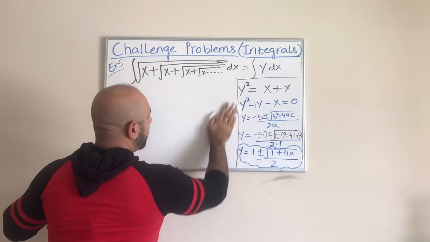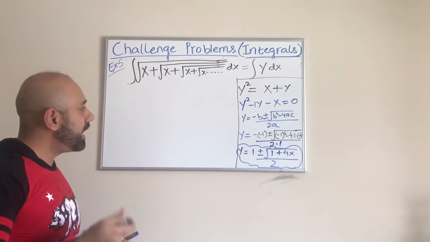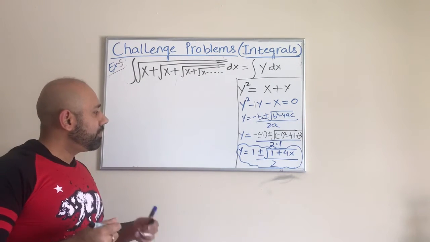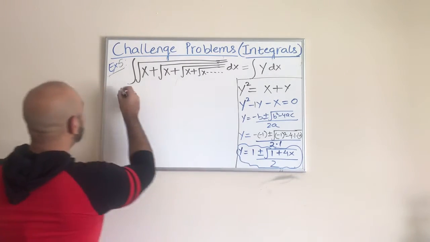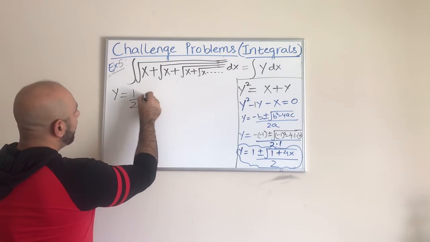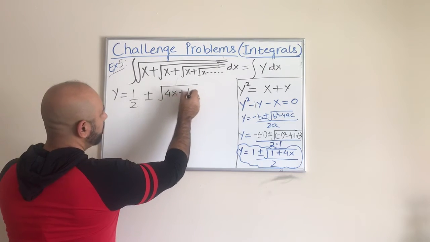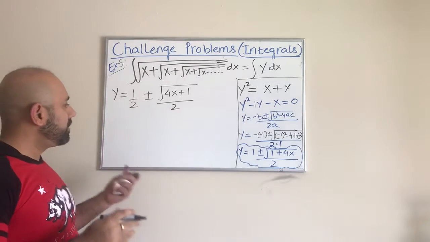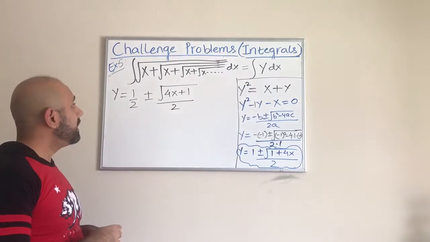Guys, I find these problems really interesting and fun, so I hope you find them fun as well. Of course, they challenge you, and I think one of the goals of doing mathematics is that we should be challenged sometimes, okay? So guys, we're going to write this as y equals 1 over 2, plus or minus the square root of 4x plus 1. I'm rewriting it this way for no special reason, so that when we go to the next step, maybe it will be easier for us to see how to write the integral for that.